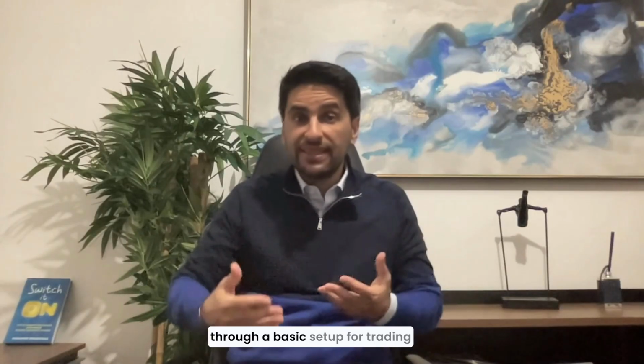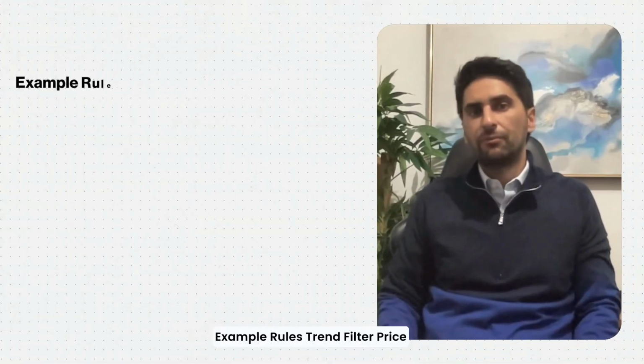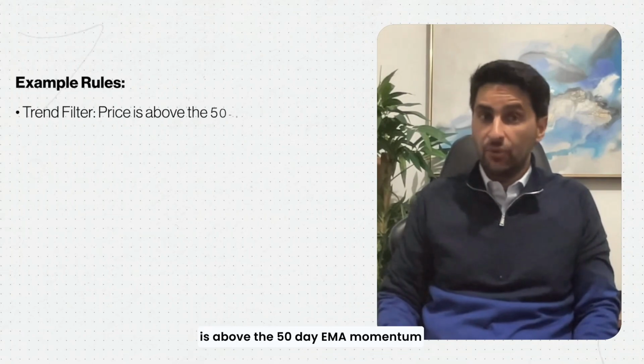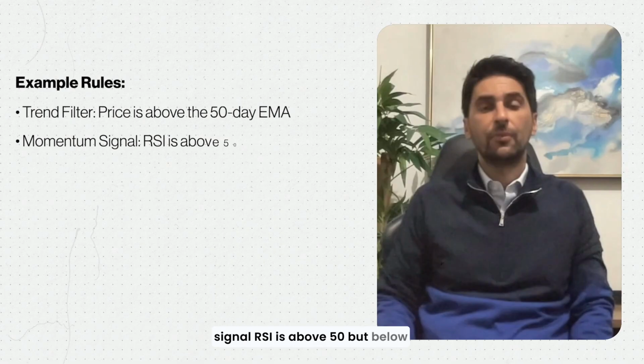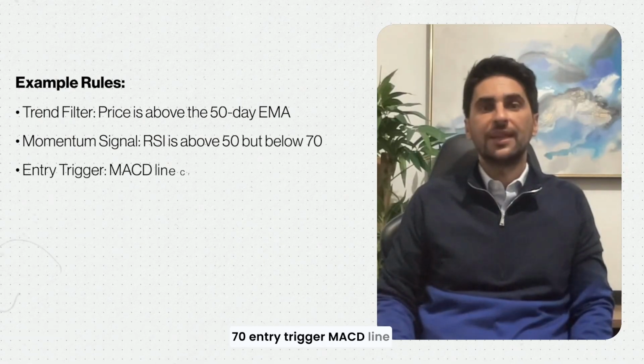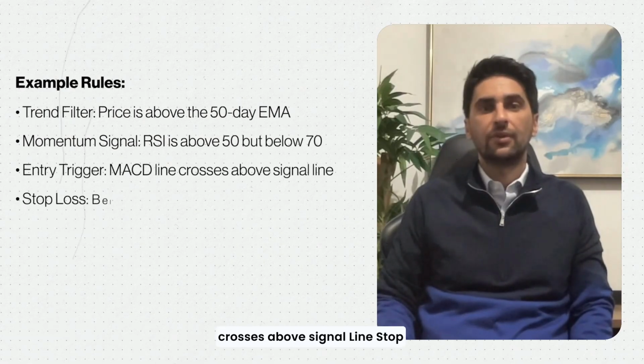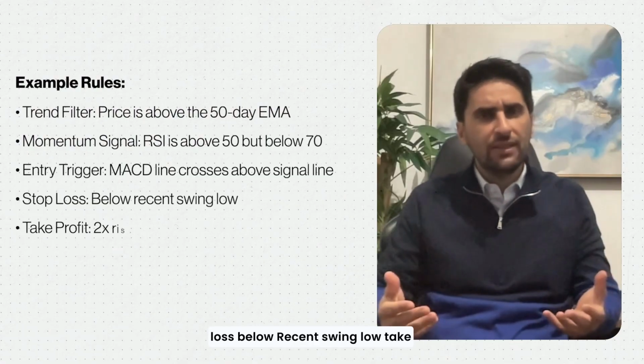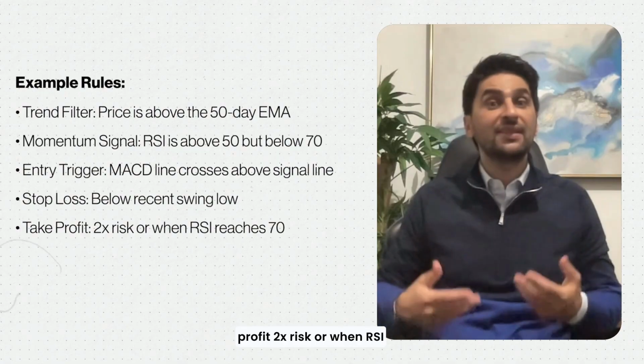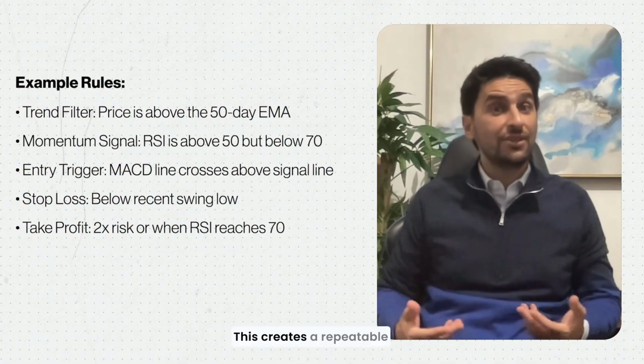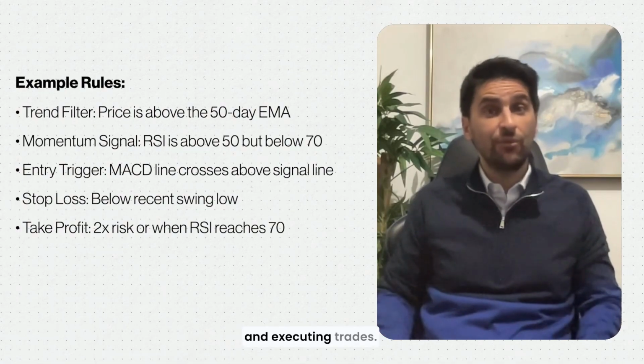Let's walk through a basic setup for trading in the direction of the trend. Example rules: Trend filter, price is above the 50-day EMA. Momentum signal, RSI is above 50 but below 70. Entry trigger, MACD line crosses above signal line. Stop loss, below recent swing low. Take profit, 2x risk, or when RSI reaches 70. This creates a repeatable structure for identifying and executing trades.